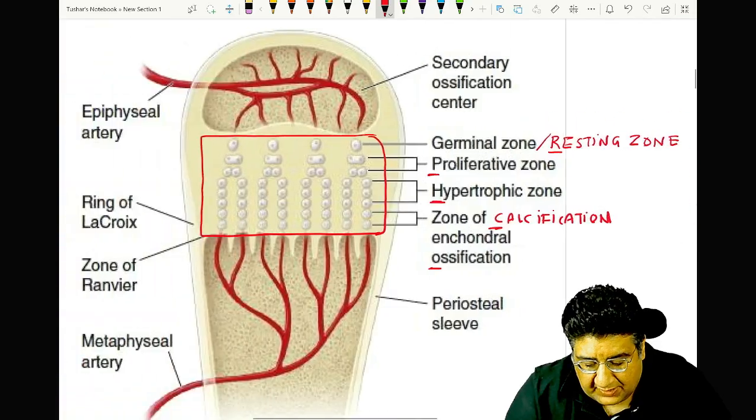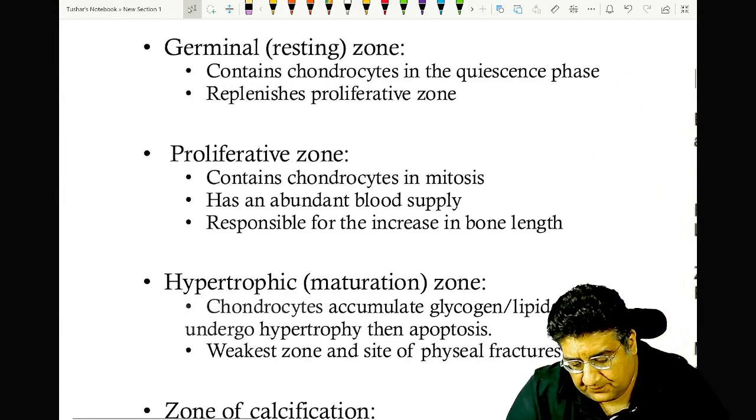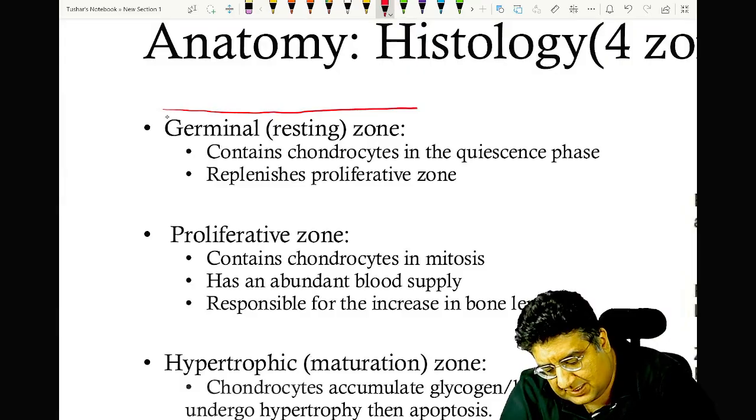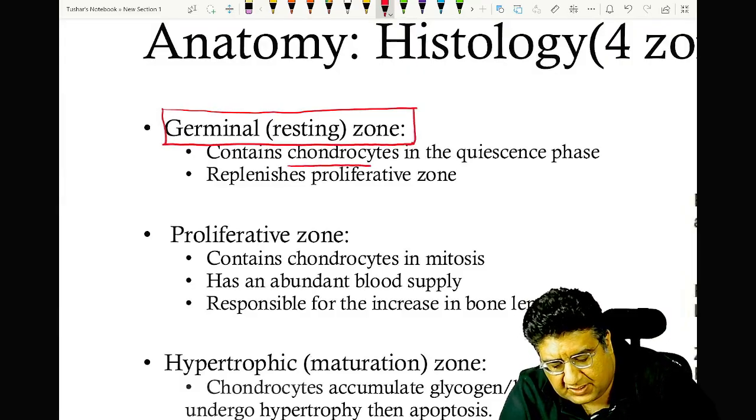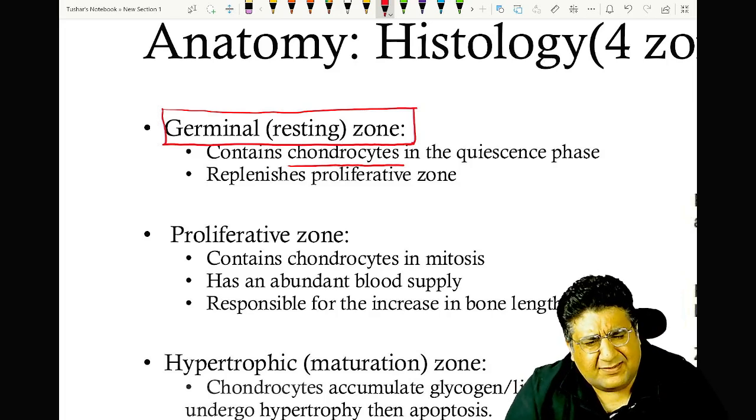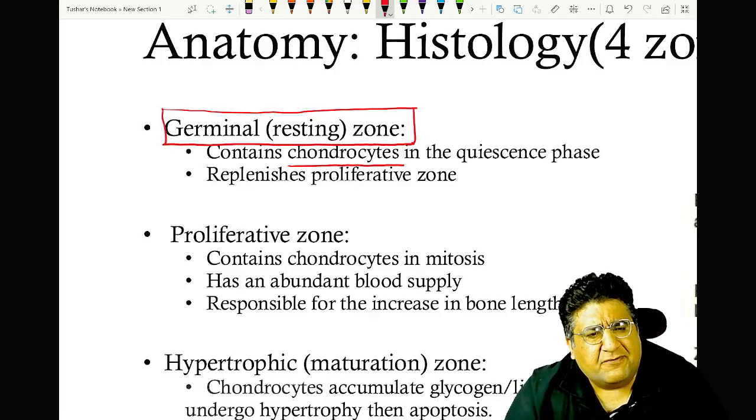Come back. Resting zone, germinal zone, the first layer on your screen. Let's discuss the resting zone. The resting zone or germinal zone is very simple, in which you will have chondrocytes in their coolest form. They are relaxed. They have abundant storage of everything which they want ahead in life, and they are relaxing.